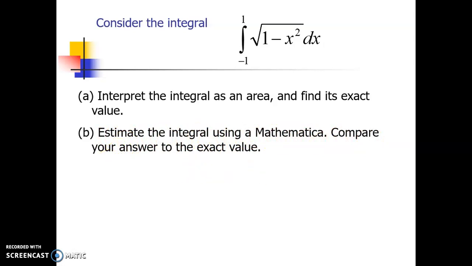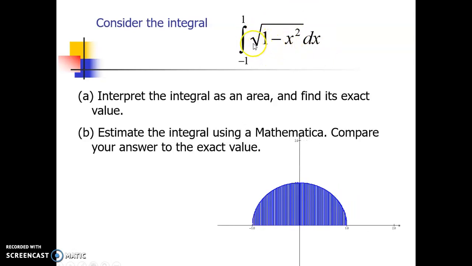All right, so first, let's graph this curve. If I say y equals the square root of 1 minus x squared and square both sides, I would get y squared equals 1 minus x squared, or x squared plus y squared equals 1. Notice that this is just a semicircle.